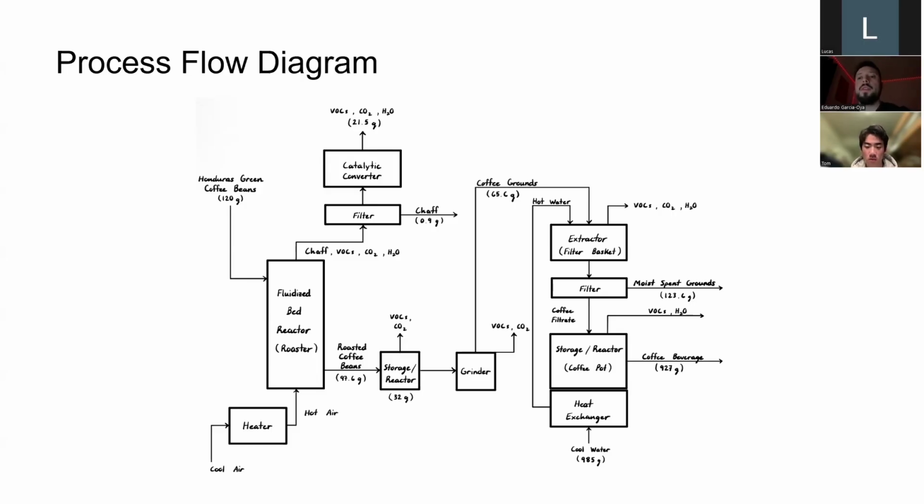And from those roasted coffee beans, we used about 65.6 grams that we ground. And from there, we essentially use the Mr. Coffee machine to put in the cool water and the ground coffee beans, and we let it run. And essentially, in the end, our streams were the moist grounds, the volatile organic compounds, and our freshly brewed coffee of 927 grams.